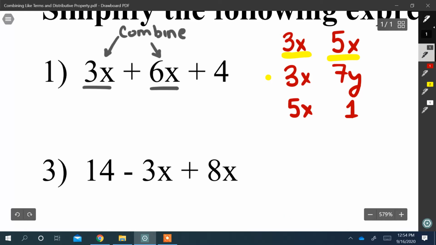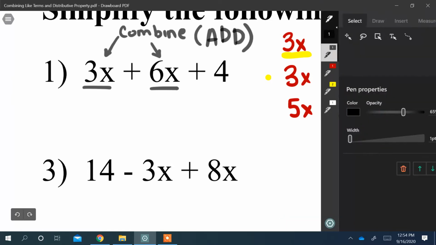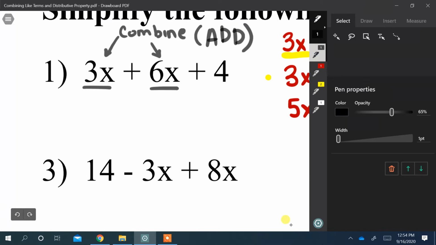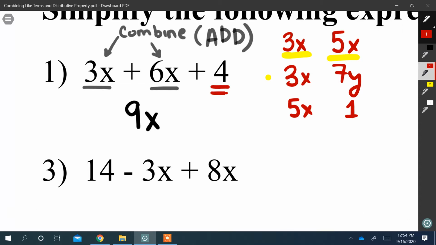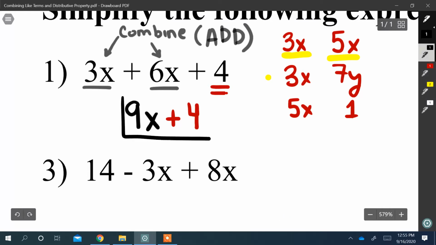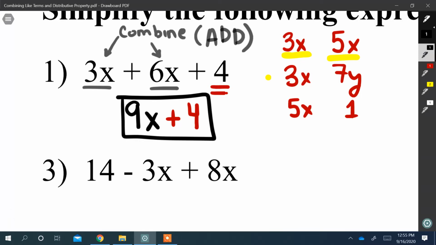What do you mean by combine? Well, combine means to add them together. So we are going to do that right now. 3x plus 6x, well, that's going to be 9x. But how about this 4 right here? What do I do with that? Well, you don't have to do anything to that. You're going to add it here, and this right here will be your final answer: 9x plus 4. Is that all? You don't have to add the 9 plus the 4? No, because the 9 and the 4 are not like terms.